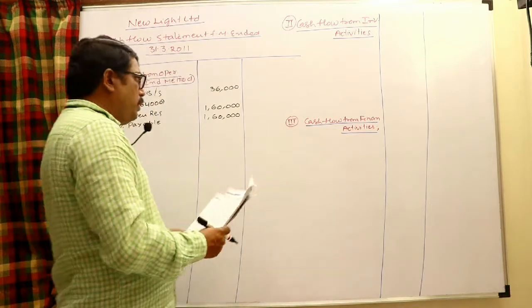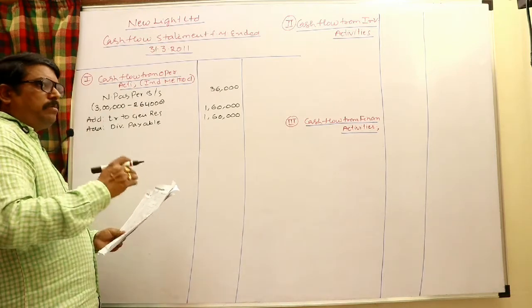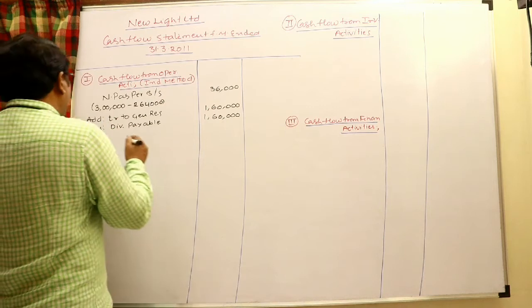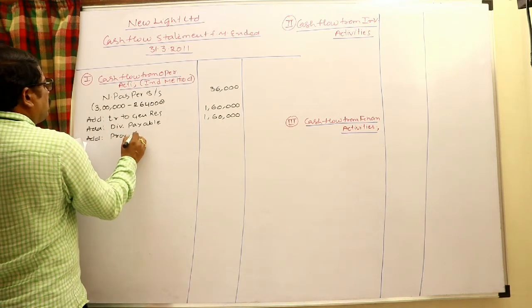Provision for tax is also the same. Last year's provision is paid, can be shown as a deduction. Current year provision is made through P&L. It is added back as a non-cash item. Add provision for tax.